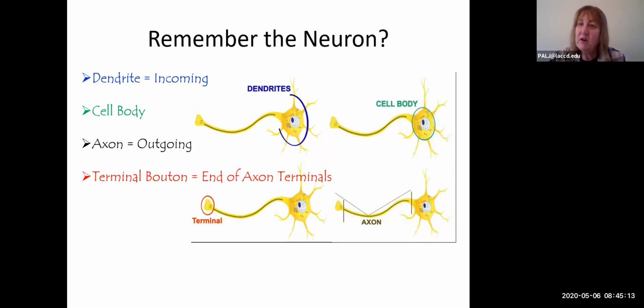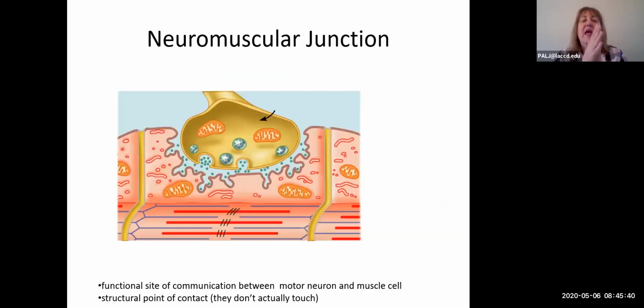Continuing on. Do you remember the neuron we already learned about? Remember, we had the cell body where most of the organelles were. Attached to that, we had dendrites bringing all the incoming messages. And then we had a single axon with the outgoing messages, which then split into the axon terminals. The end of each was a terminal bouton. I just want to refresh your memory because the terminal bouton is going to come into play again with muscle contraction. And that's because of a structure known as the neuromuscular junction.